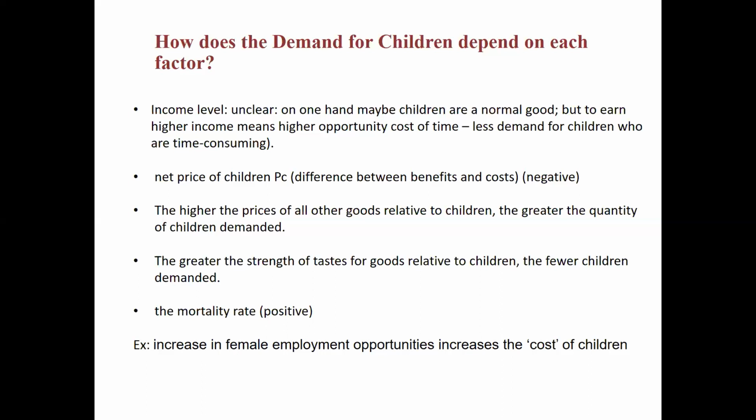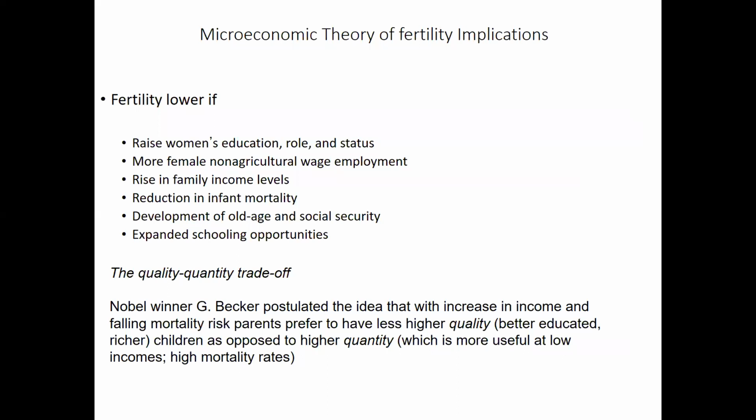Increasing female employment opportunities increases the opportunity cost of mothering, and so that will lead to fewer children. Okay. So this is what we call the microeconomic theory of fertility, and it has some implications in terms of policy. If you want to lower fertility, you could raise women's education, role and status. You can encourage more female non-agricultural wage employment, which will increase the opportunity cost of mothering. You could increase family income levels. You could reduce infant mortality.